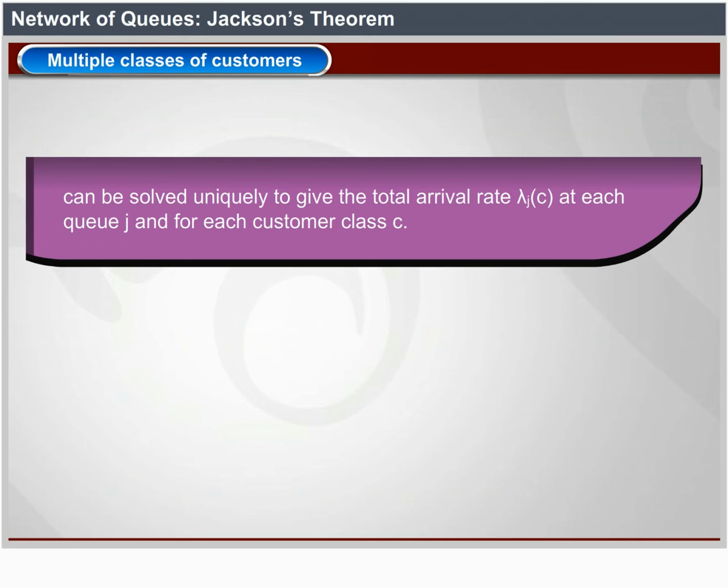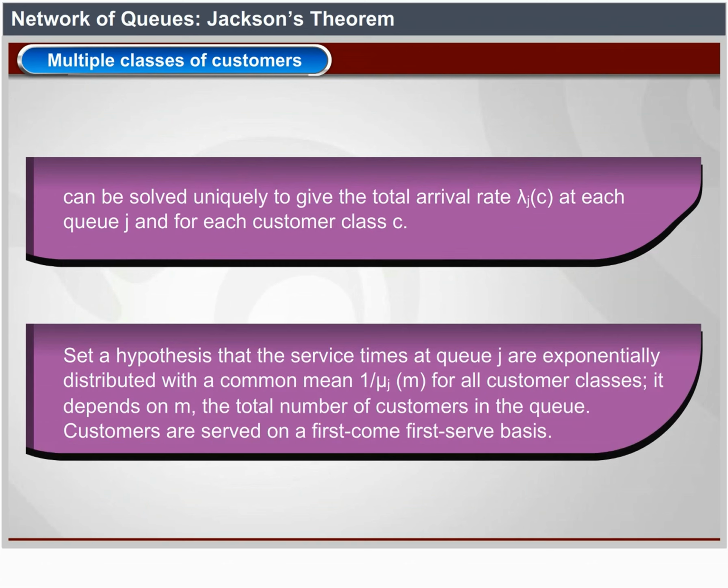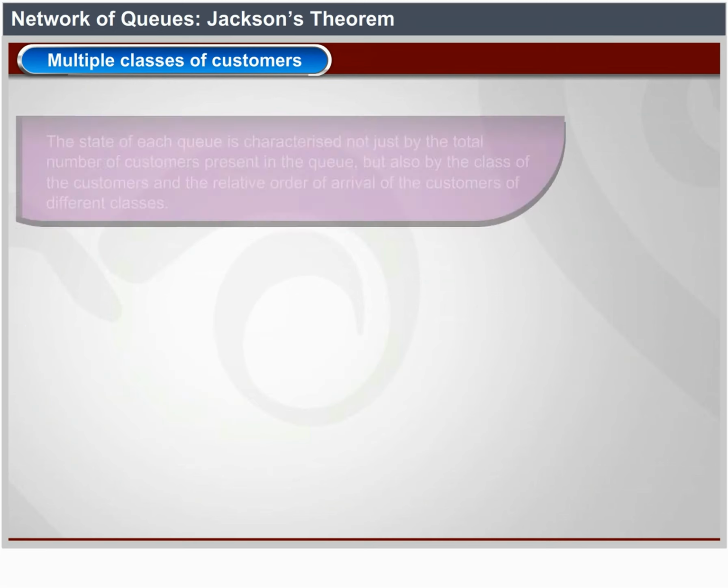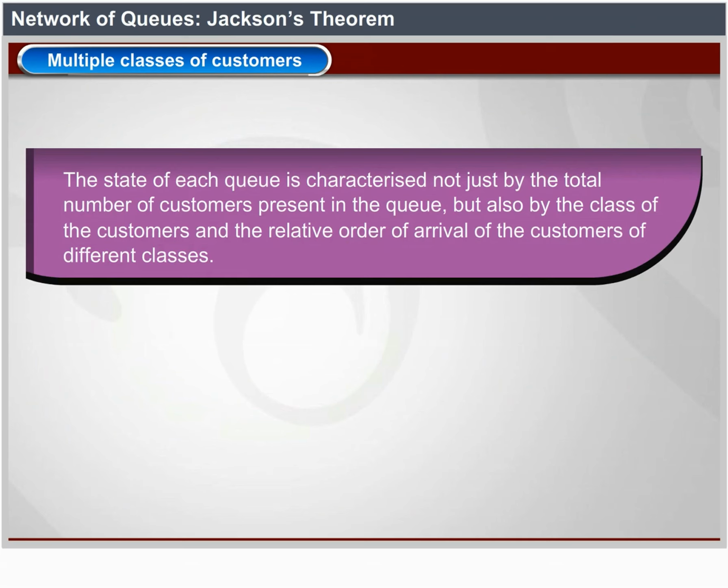Assume that the service times at Qj are exponentially distributed with a common mean 1 by mu j of m for all customer classes, which depends on m, the total number of customers in Qj. Customers are served on a first-come, first-served basis. The state of each queue is characterized not just by the total number of customers present in the queue, but also by the class of customers and the relative order of arrival of the customers of different classes.